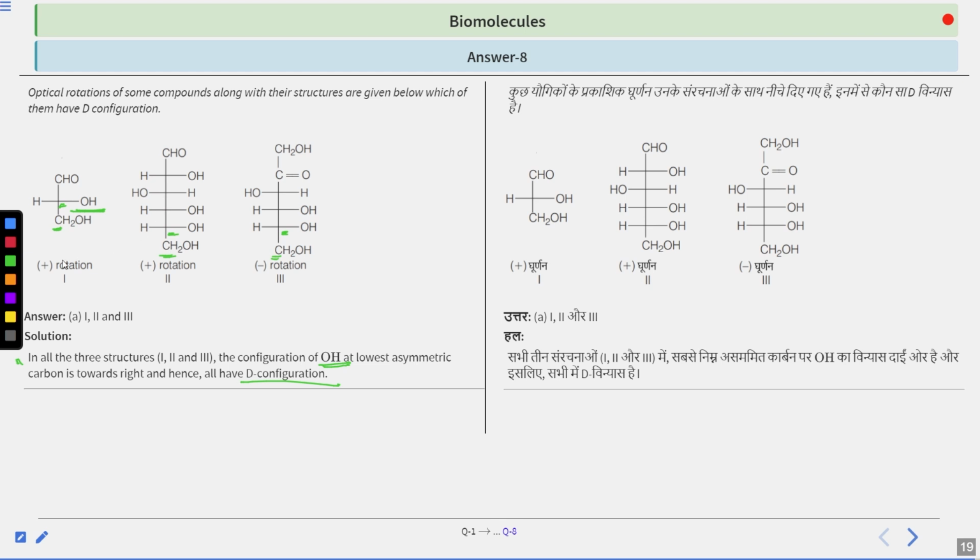And this is the question, that which of the structures will be having D-configuration. So all of them will be having D-configuration, and that is why we have our correct option as option A, first, second, and third.